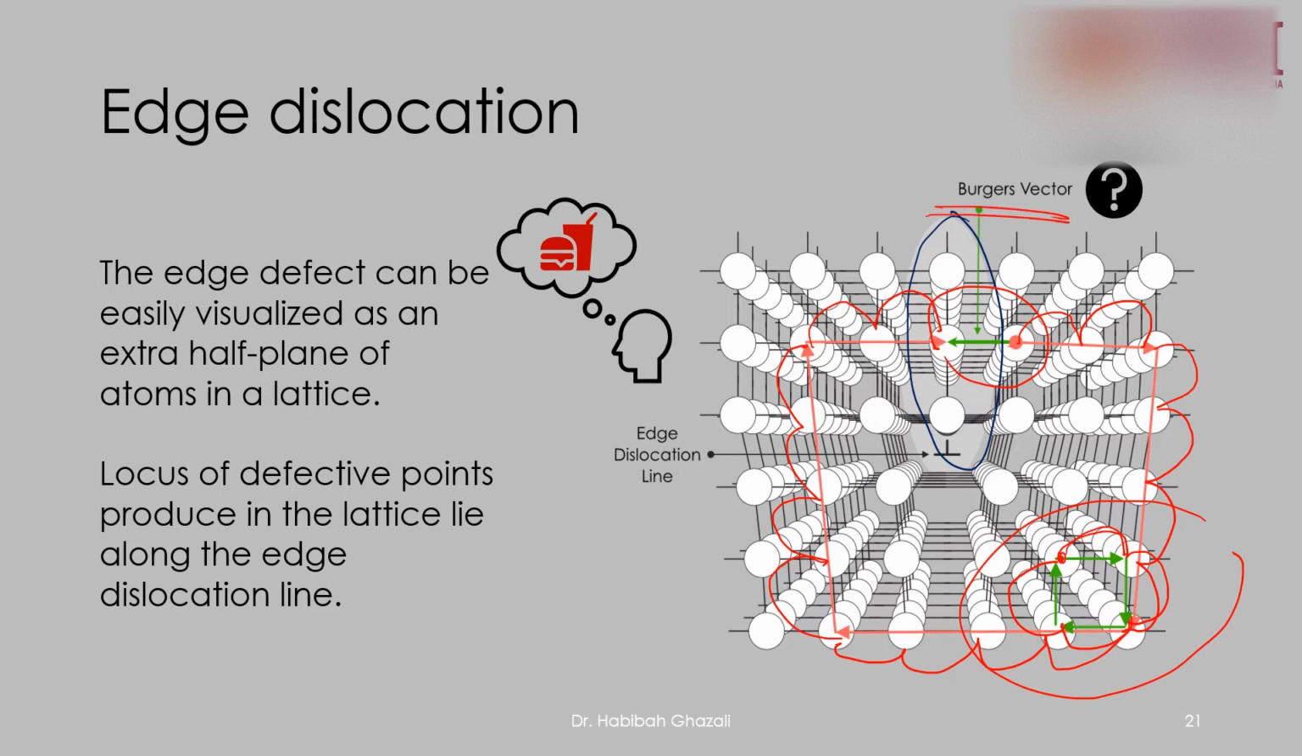So the Burgers vector associated with the dislocation is a measure of the lattice distortion caused by the presence of this line defect. So the magnitude and direction of the slip, later when we talk about slip plane, is going to be represented by the Burgers vector.